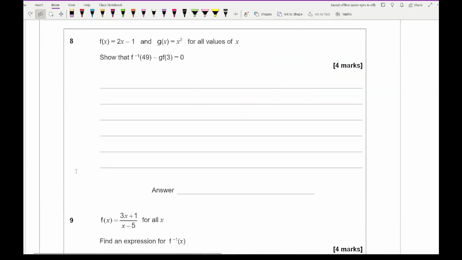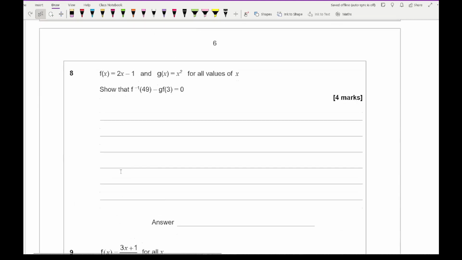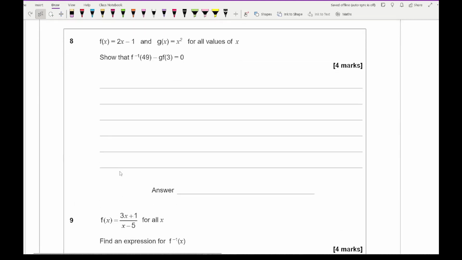Then moving on to question 8, it says f of x equals 2x minus 1, g of x equals x squared for all values of x. And it says show that the inverse function of 49 minus gf of 3 equals 0. So again, let's first of all work out the inverse function of f of x. So again, make it equal to y.